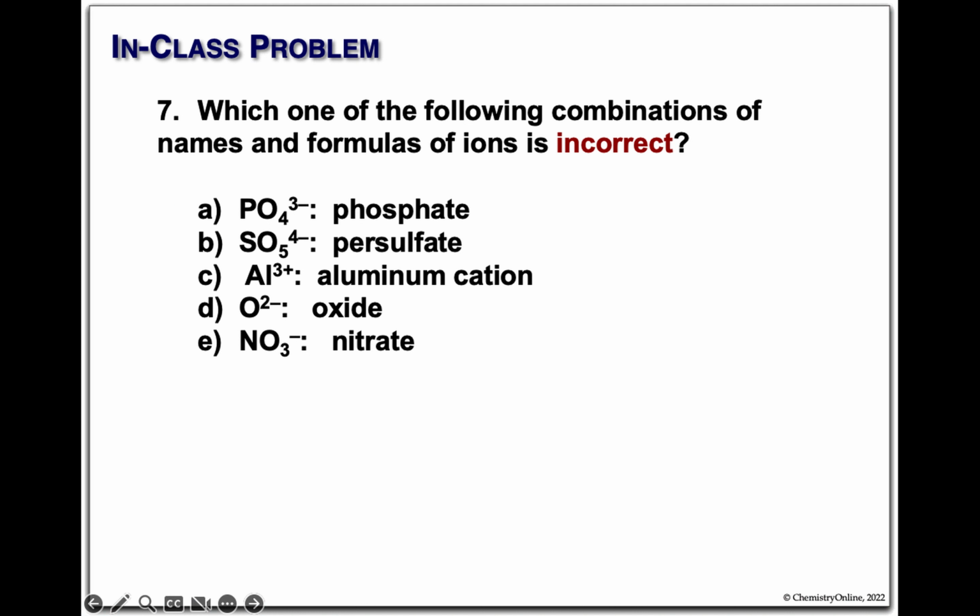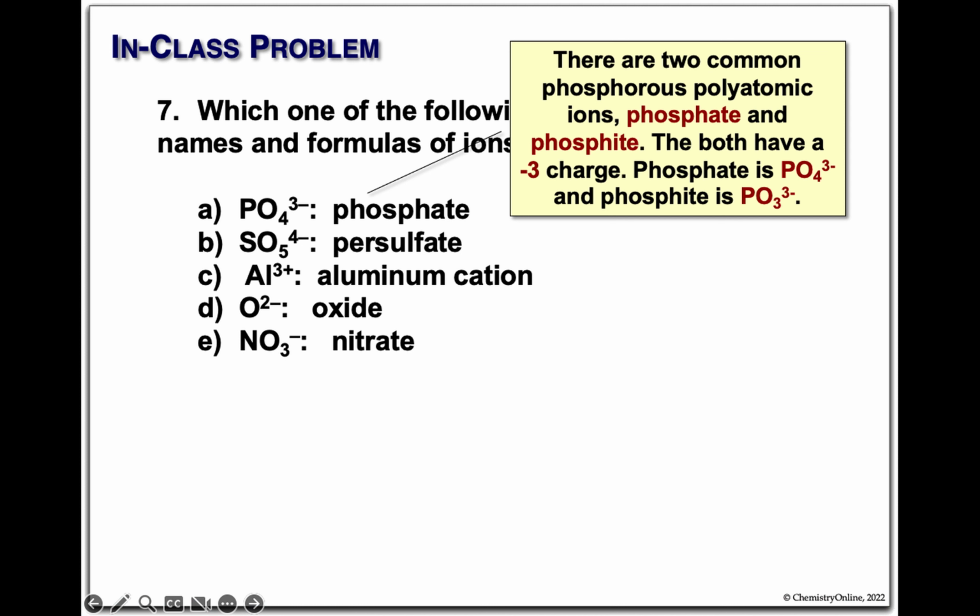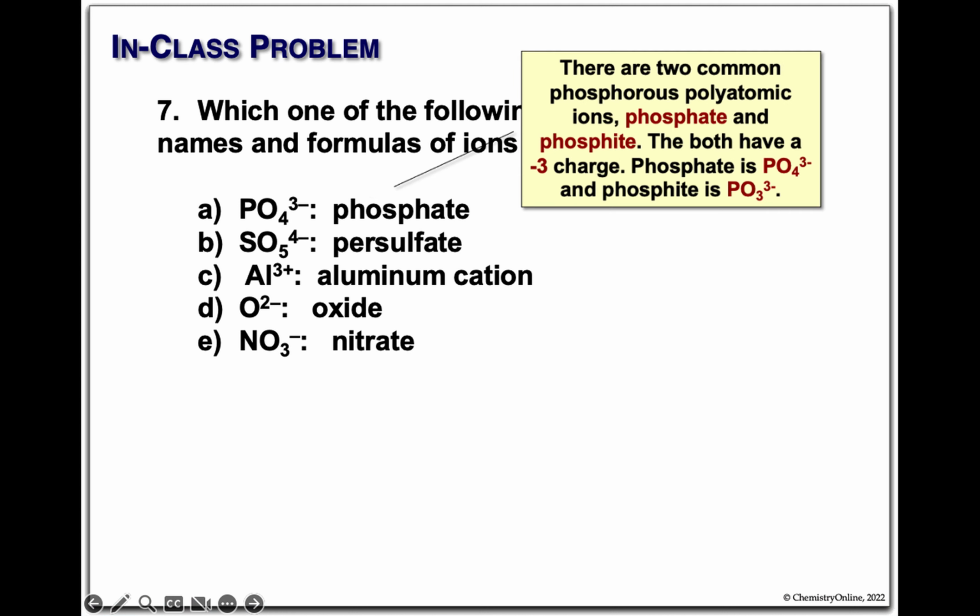Which of these is wrong? Phosphate, PO4 minus 3. Yeah, that actually looks right. Phosphate is a minus 3. Phosphite, one oxygen less, is still a minus 3. Remember, we can have hydrogen phosphate and dihydrogen phosphate as well. Let's skip B.